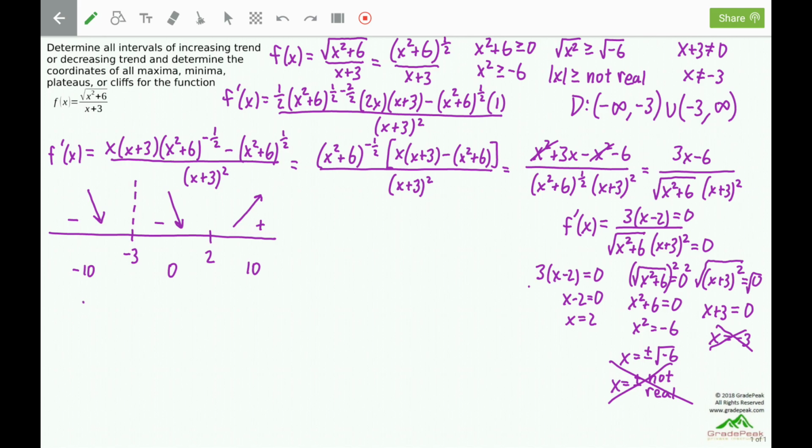So we have a decreasing interval from negative infinity up to negative 3, the vertical asymptote, and then union, because it is happening again, from negative 3 up to positive 2. Those intervals cannot be put together because the negative 3 is not included in either of them. We have an increasing interval happening starting at 2 and going to positive infinity.